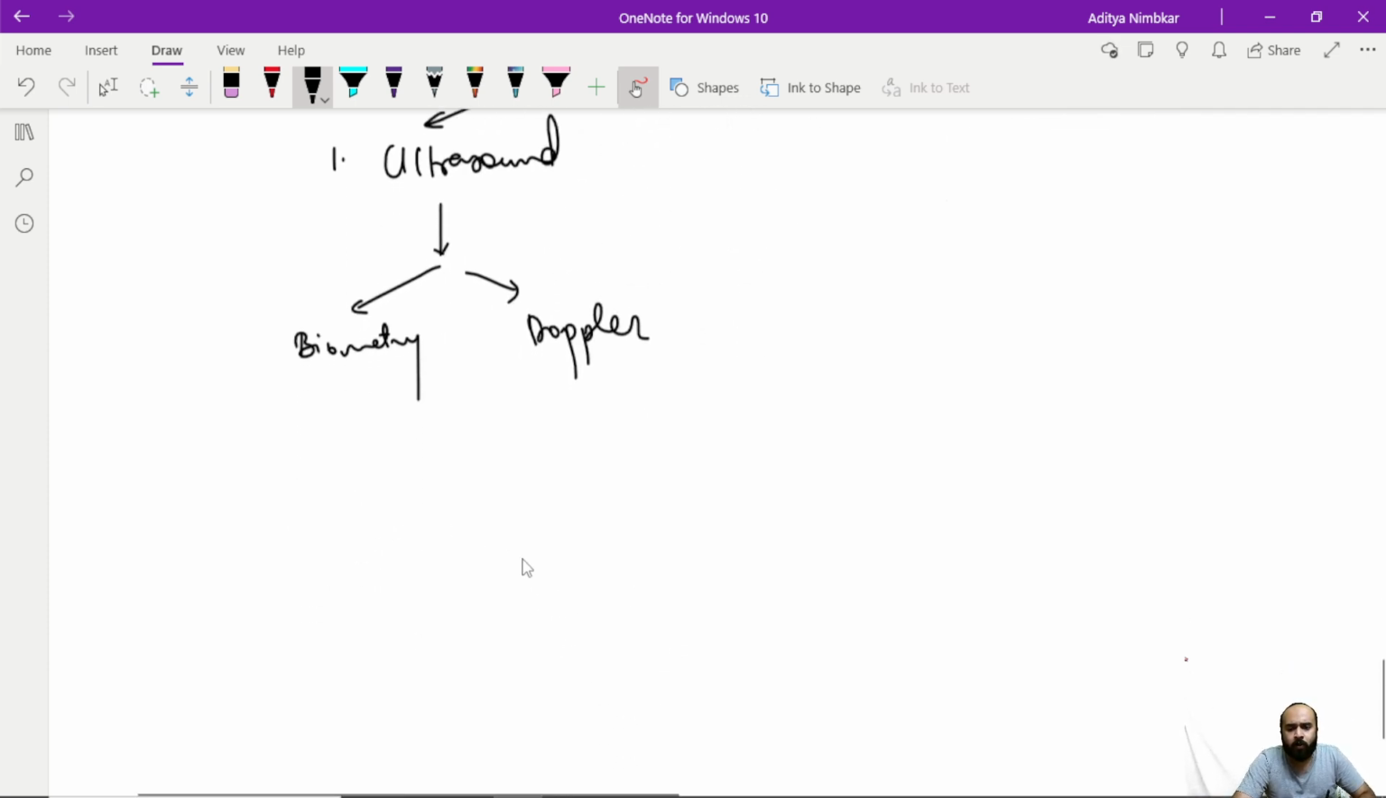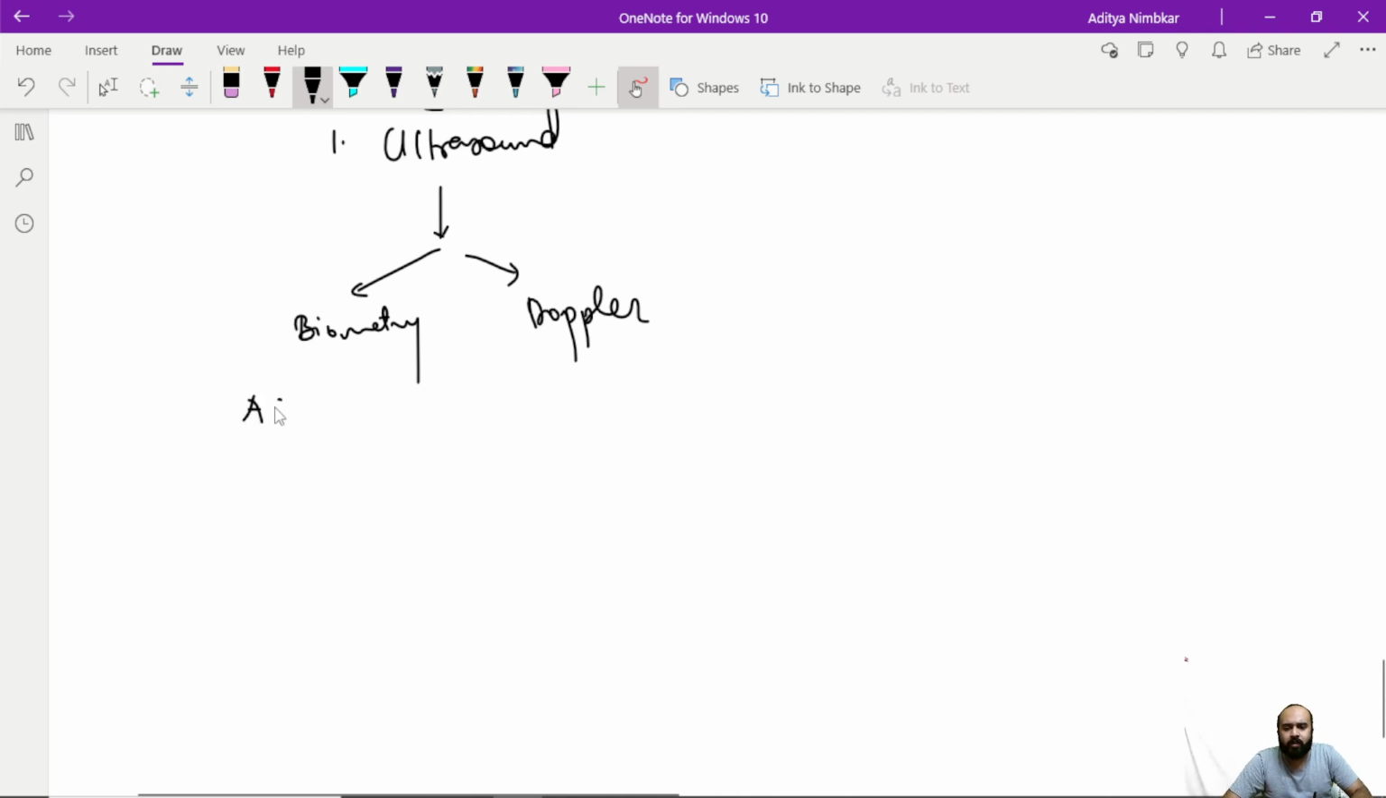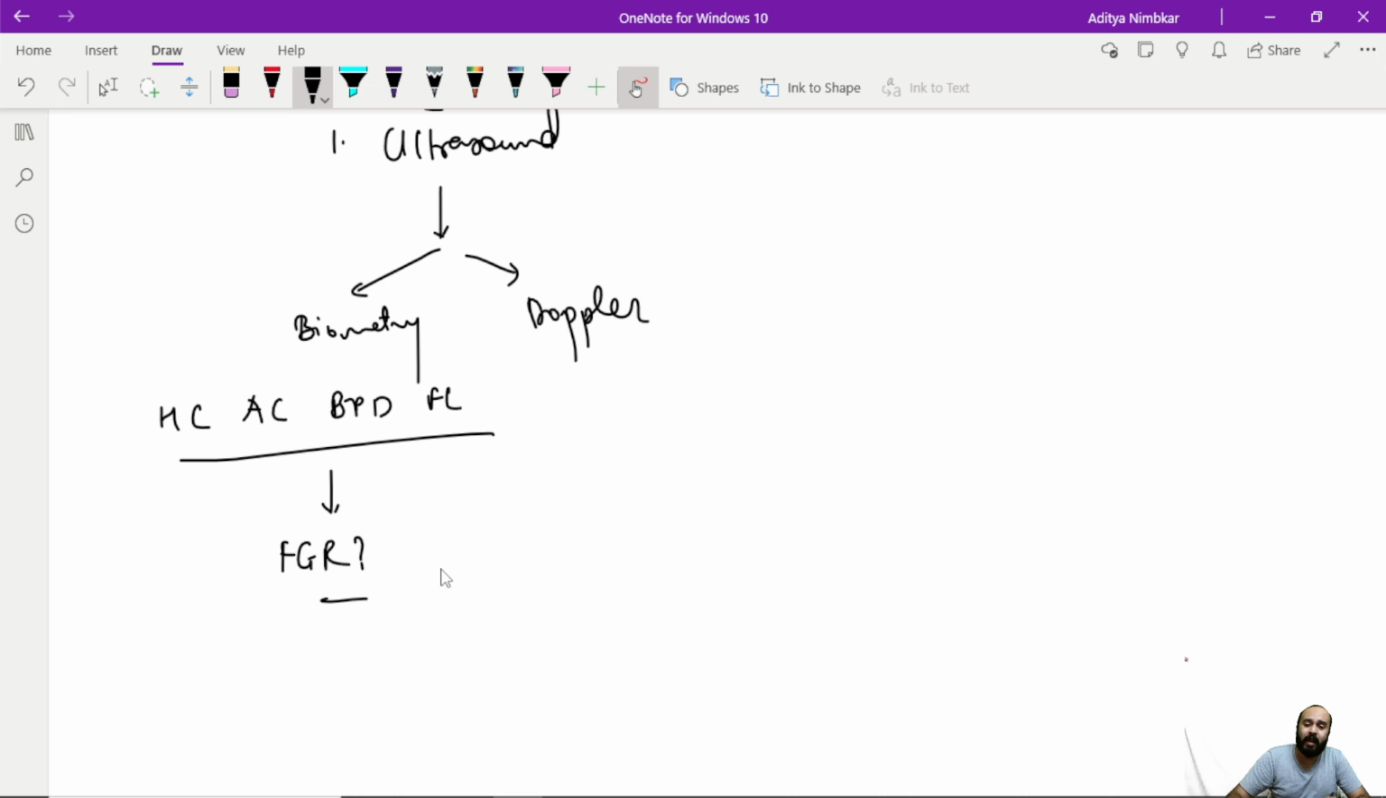So when I talk of biometry, in that I'm going to be measuring the abdominal circumference, the head circumference, the biparietal diameter, the femur length. So all these diameters I'm going to be checking, and I'm going to be confirming whether the FGR is actually there. So fetal growth restriction by ultrasound is also when there is a lag of 4 weeks between the ultrasound findings and the actual gestational age through LMP. So that is how first of all मैं ultrasound करा के confirm करना चाहूँगा whether this baby has fetal growth restriction. Once I am done confirming this fetal growth restriction, then I will be going on to Doppler.